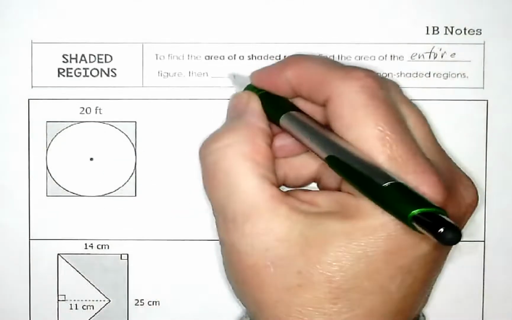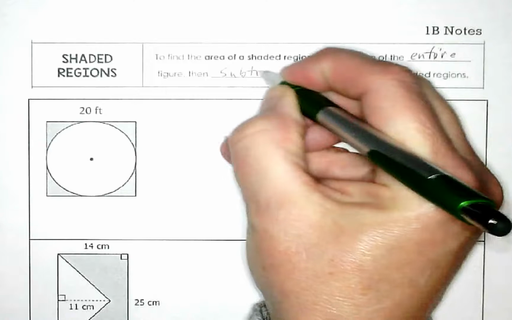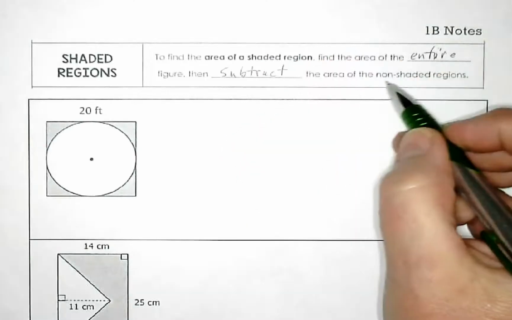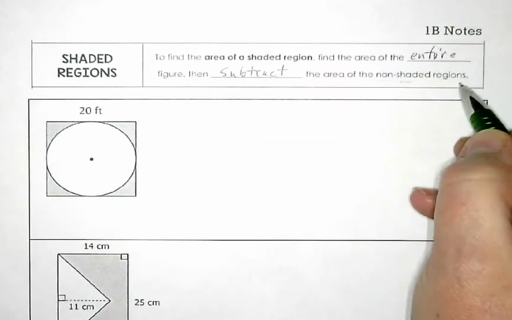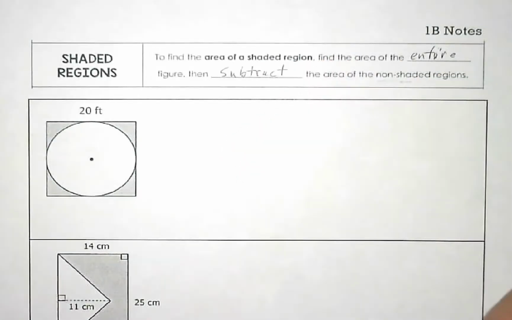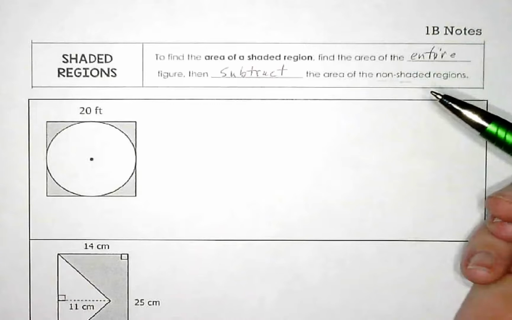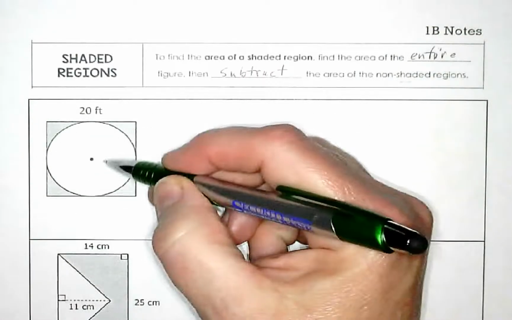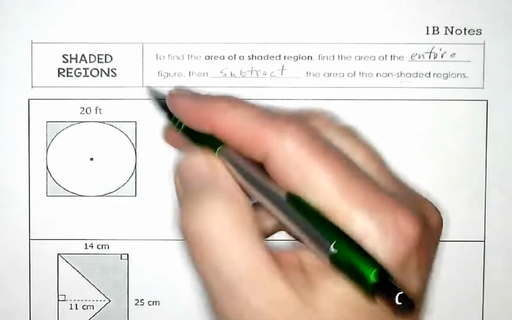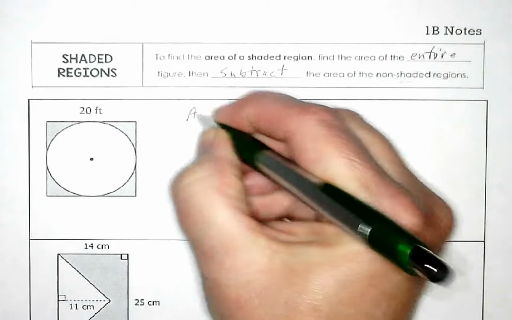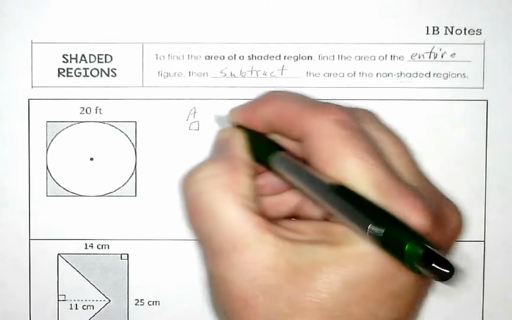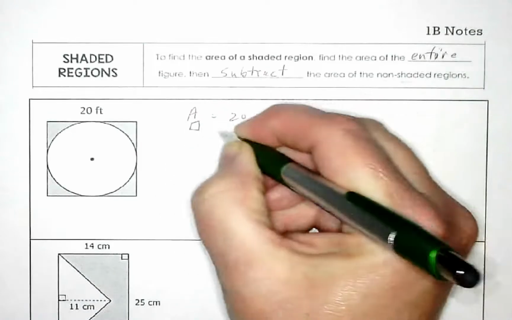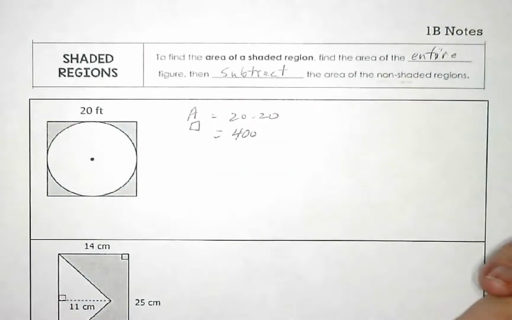Then we're going to subtract the area that is not shaded, and whatever's left over is the shaded portion. Again, you have to identify the shapes that you have. In this one, I've got a square and a circle. So the entire outside is going to be the square, which would be 20 times 20. That's how much we're dealing with for the whole piece.